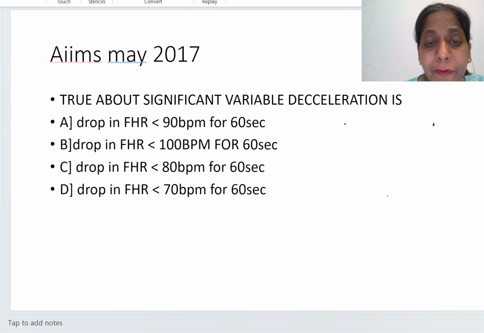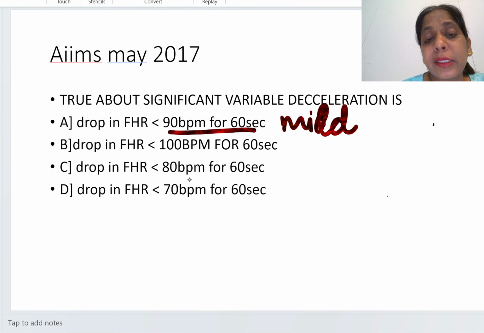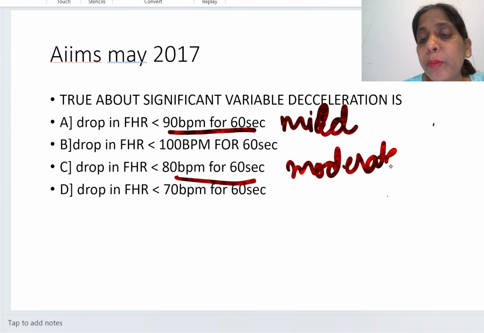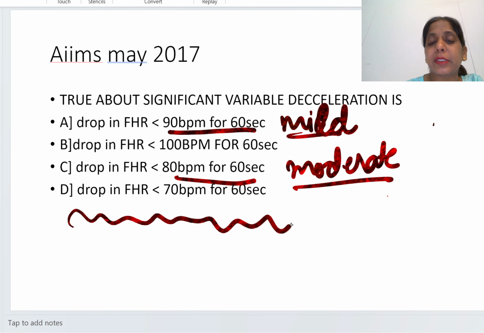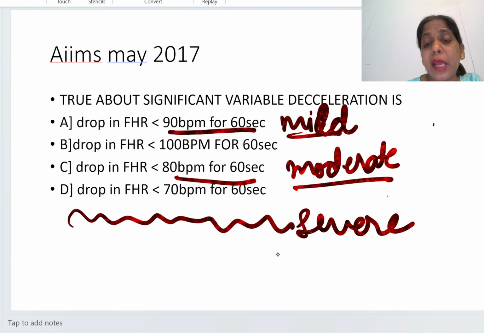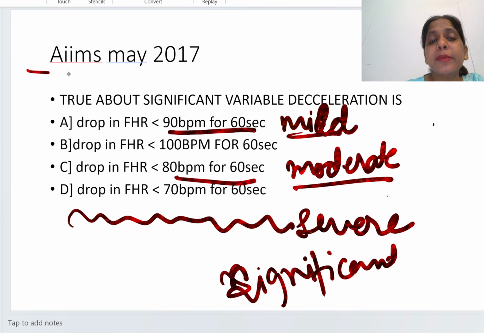This first option is mild variable deceleration. This second option is moderate. If these both are present, then they don't affect the fetal outcome. But when this third is present, then it is known as severe variable deceleration, and then it becomes significant. That was what was asked in AIIMS May 2017.